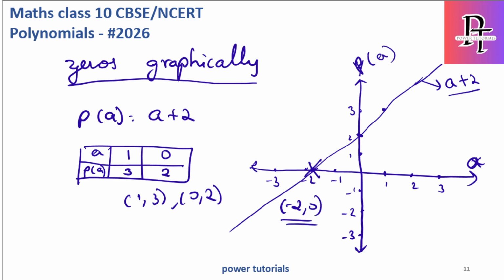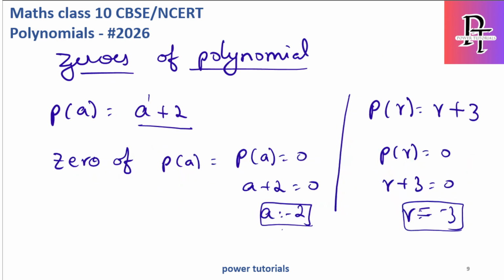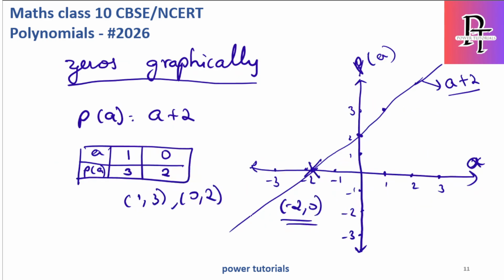And what is the 0 we found previously? A value is minus 2. So simply I can say the 0 of any equation or any polynomial equation is the point at which it is touching the x-axis or the horizontal axis. Okay, so I will write the statement here.